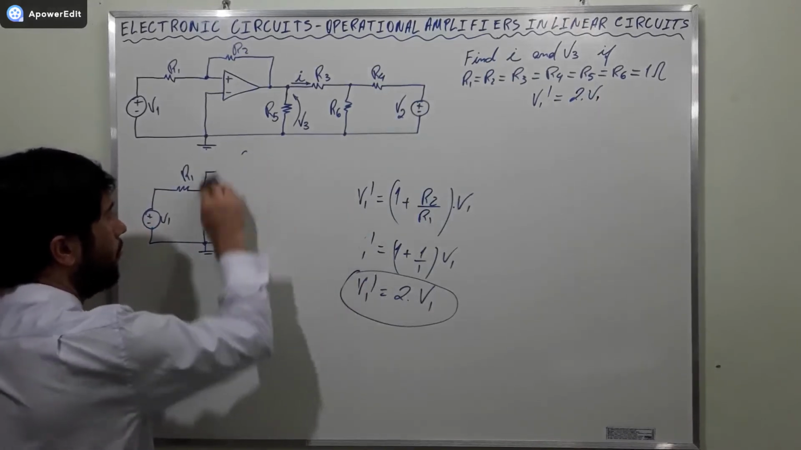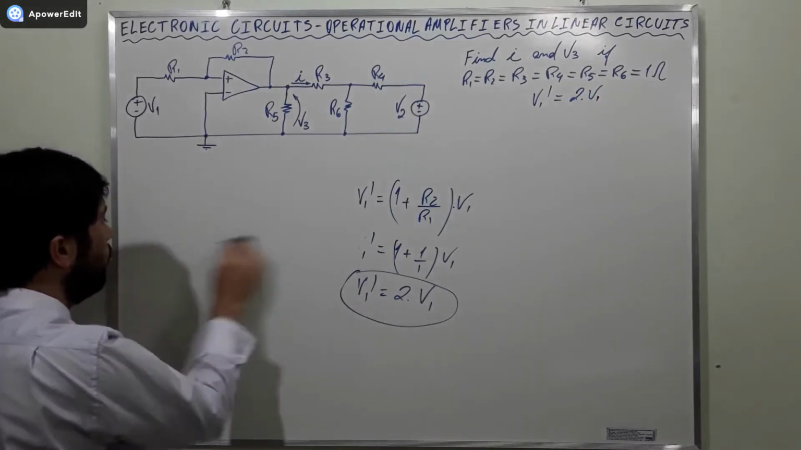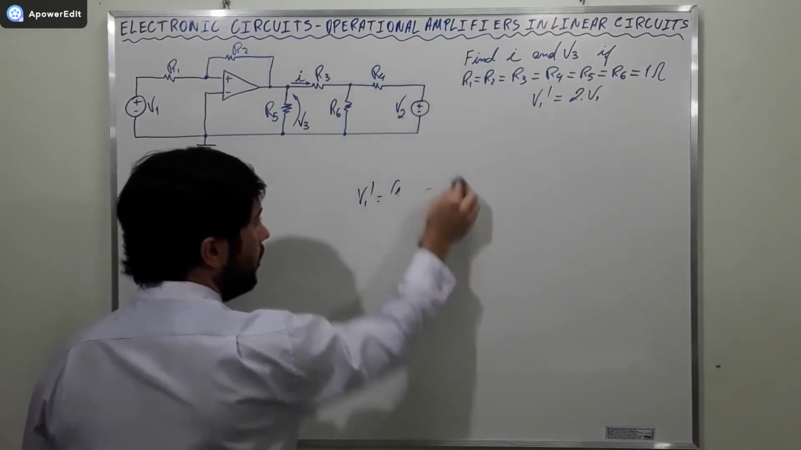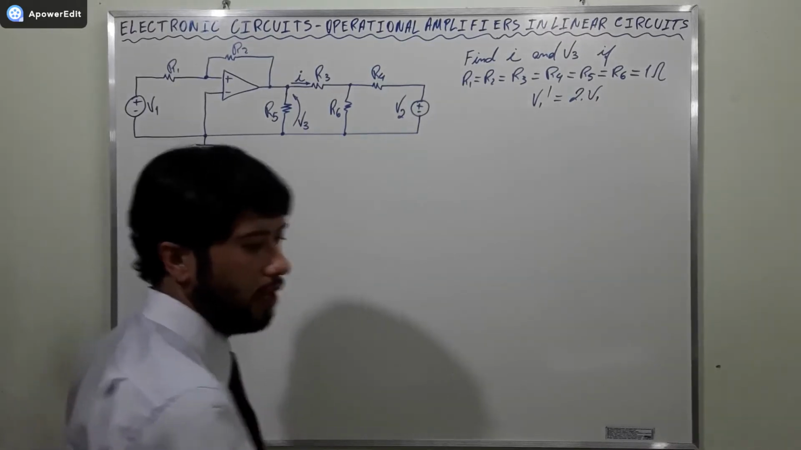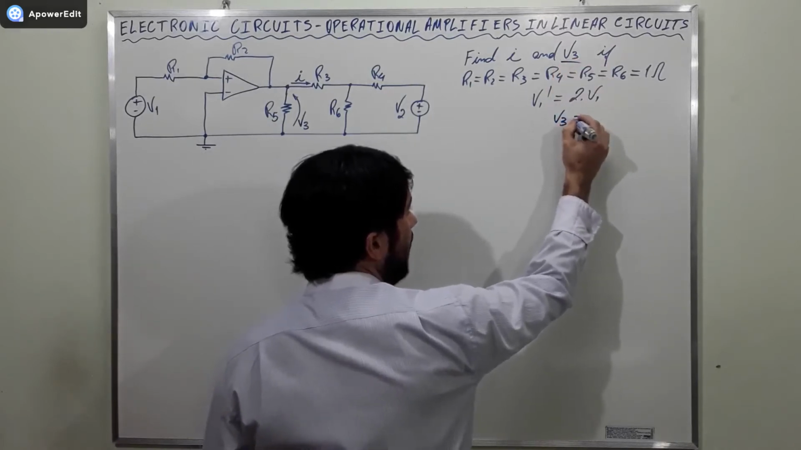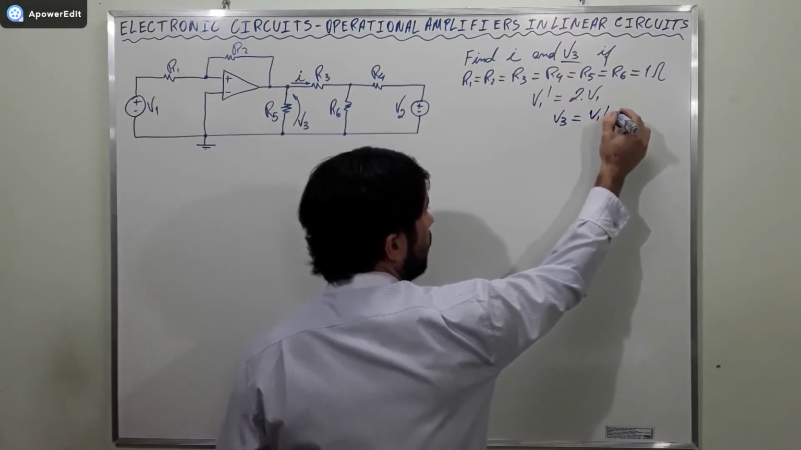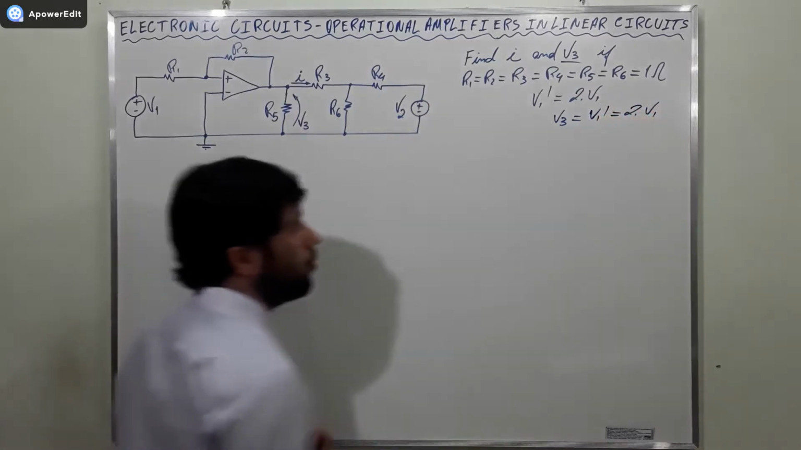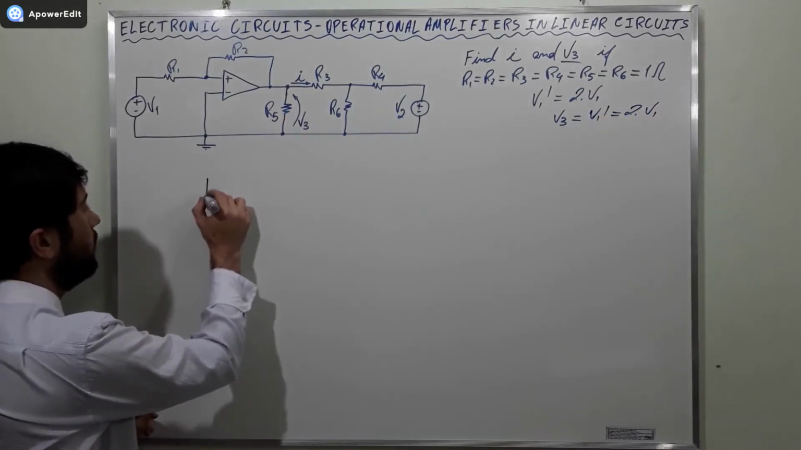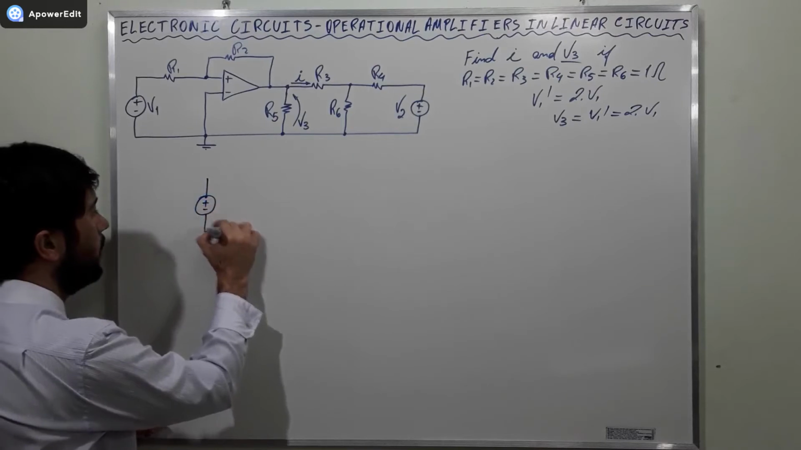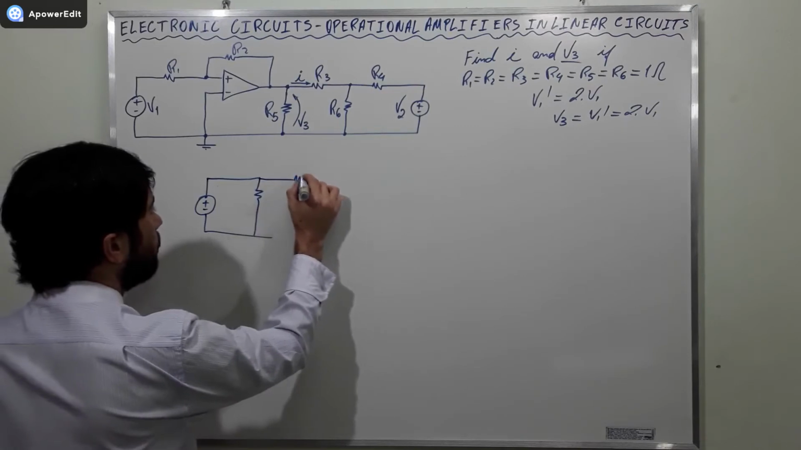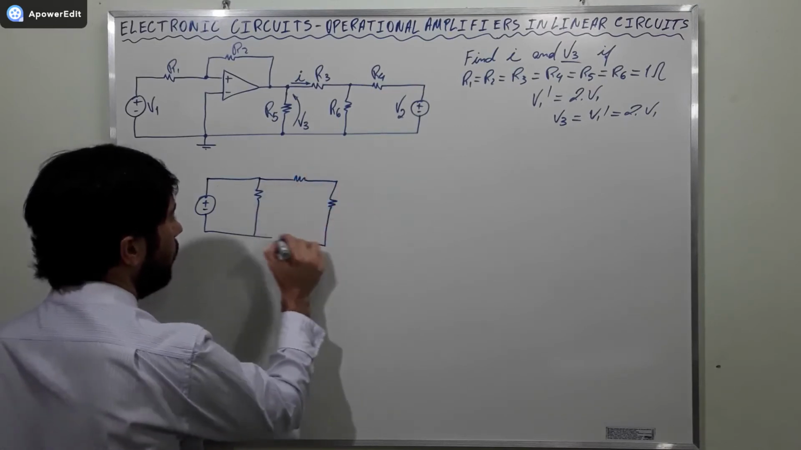The next part of this problem will be to find the current I, because we already know the value of V3. We already found V3 is actually V1 prime, equal to 2 times V1. Now what we need to do is to find the value of the current, and we are going to find this right now.